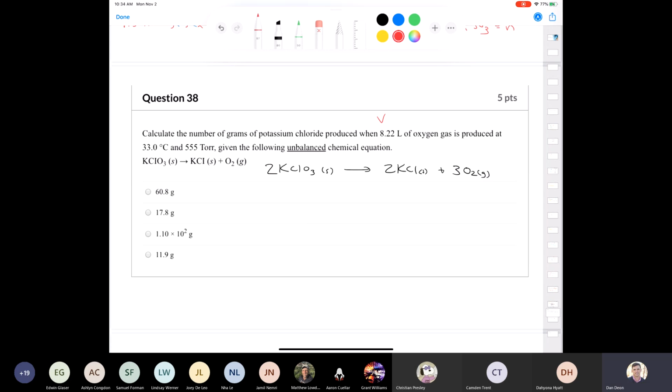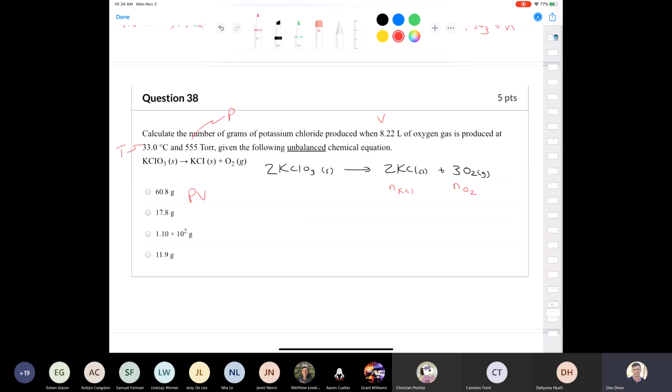There's the volume. We're given the temperature, and we're given the pressure. All right, this is just a gas stoichiometry equation. If we could figure out the number of moles of oxygen from our balanced chemical equation, we could figure out the number of moles of potassium chloride, couldn't we? And then from the molar mass of potassium chloride, we could figure out its mass.